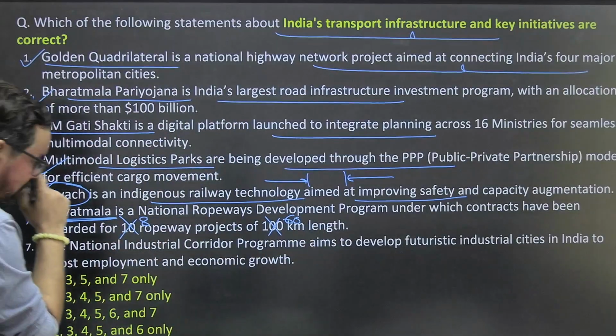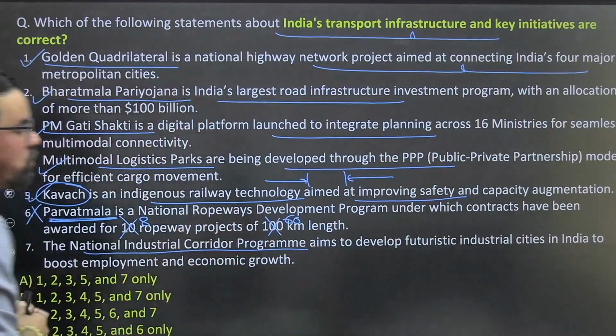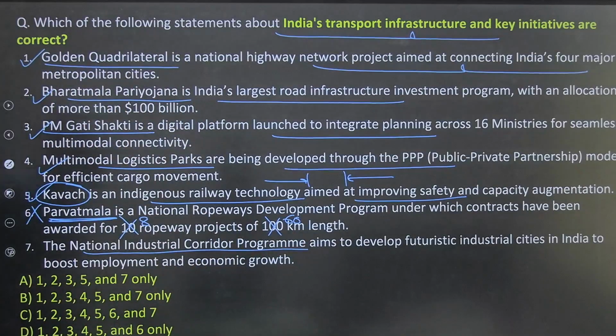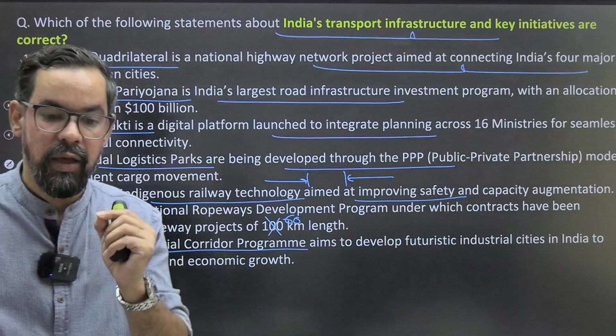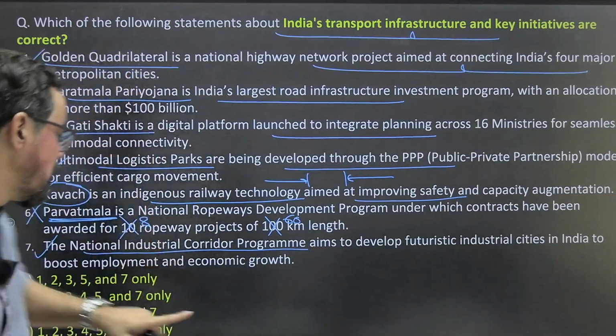The National Industrial Corridor Program, ठीक है, National Industrial Corridor Program aim to develop futuristic industrial cities in India to boost the employment and economic growth. 100% true. So only statement incorrect out of these given 7 statement are statement number 6 just because of this.